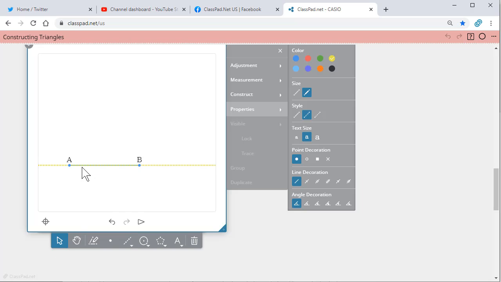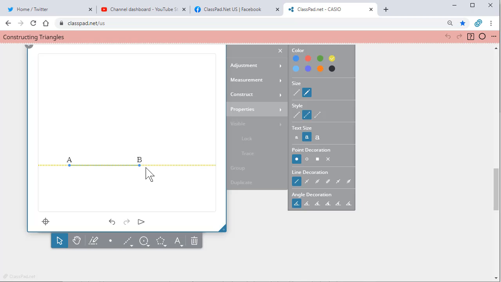So you can see AB is my original segment, and I'm showing the rest of the line. Why do I care about that? Well, I need to now think about perpendiculars, and for the easiest construction of a perpendicular, you always have to go back to a perpendicular bisector, because you can use circles and congruent radii to help you with that.